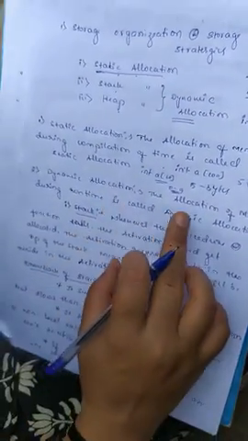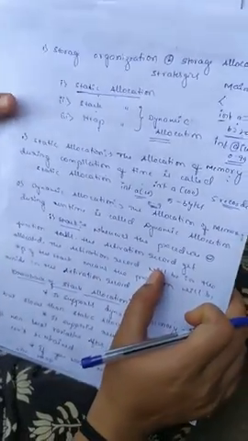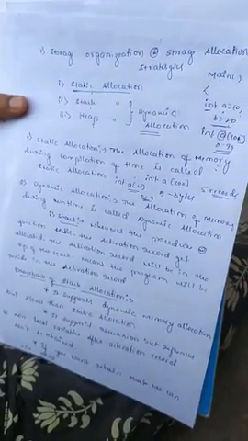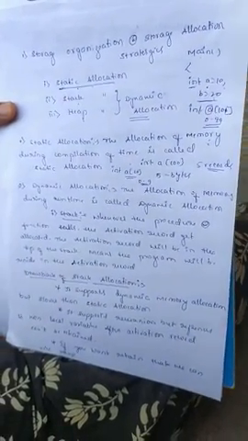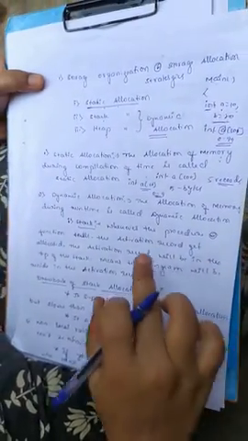What is dynamic allocation? The allocation of memory during runtime is called dynamic allocation. Here we have two different types of dynamic allocation: one is stack allocation, another one is heap allocation. When it comes to the stack allocation, whenever a procedure or function is called, the activation records get allocated.